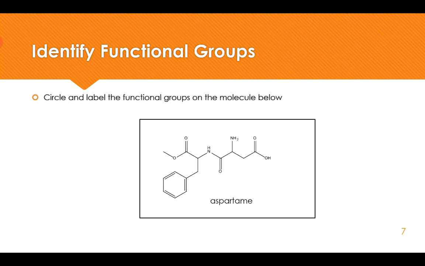Now that we've covered many of our different functional groups, let's practice identifying all the functional groups in aspartame, the artificial sweetener. Go ahead and pause this video, draw out the structure of aspartame on your paper, and try to circle and label all the different functional groups that you recognize. Unpause the video when you're ready to double check your answers.